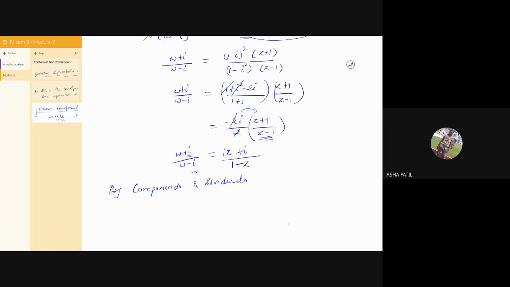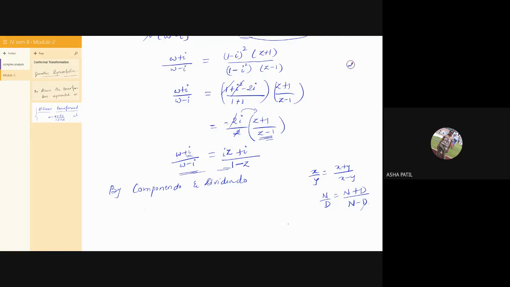Any fraction x by y can be written as x plus y divided by x minus y. Any fraction, numerator divided by denominator, can be written as numerator plus denominator divided by numerator minus denominator. That is the property componendo and dividendo. If you are applying it, you have to apply it on both sides, on LHS as well as RHS. That is why I multiplied this I inside so that we can simplify it correctly.